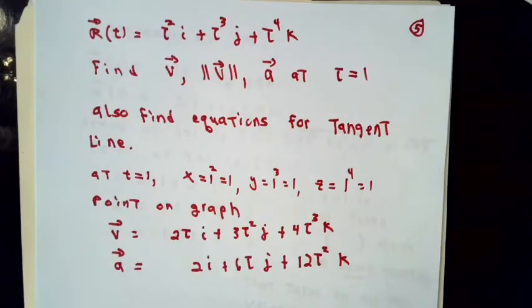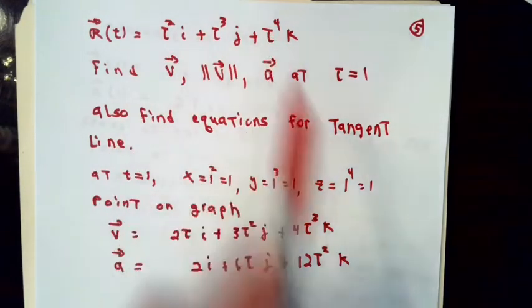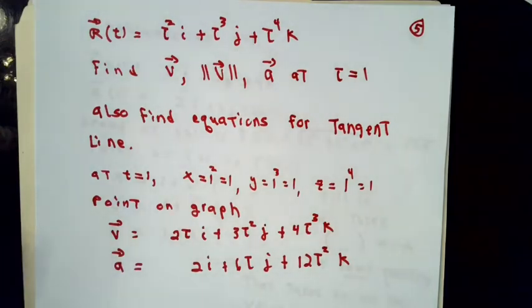Let's look at the vector-valued function r of t equals t squared i plus t cubed j plus t to the fourth power k. I'd like to find the velocity vector, the speed, and the acceleration vector at the time where t equals 1. Also, I'd like to find equations for the tangent line. Firstly, at t equals 1, x will be 1 squared, y will be 1 cubed, and z will be 1 to the fourth. So the point on the graph of the tangent line that I know is (1, 1, 1).